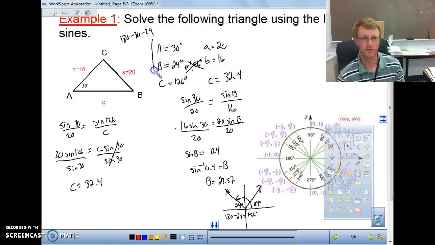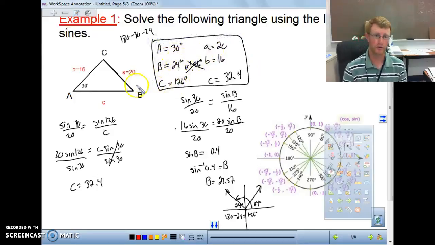So pretty much the same idea for this one as before. The only thing that's different is we're solving for an angle to start out. So this is the first case of a possible ambiguous triangle. We did get a second solution, but we found that that second solution won't work. So let's move on to the next one.